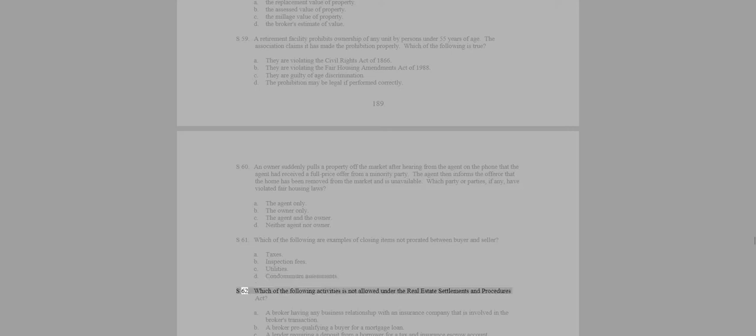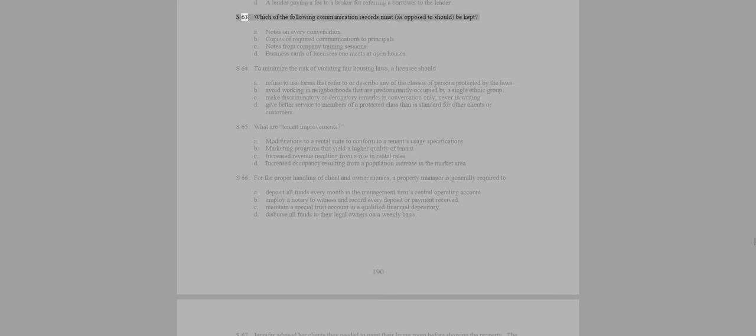S62. Which of the following activities is not allowed under the Real Estate Settlements and Procedures Act? A. A broker having any business relationship with an insurance company that is involved in the broker's transaction. B. A broker pre-qualifying a buyer for a mortgage loan. C. A lender requiring a deposit from a borrower for a tax and insurance escrow account. D. A lender paying a fee to a broker for referring a borrower to the lender.